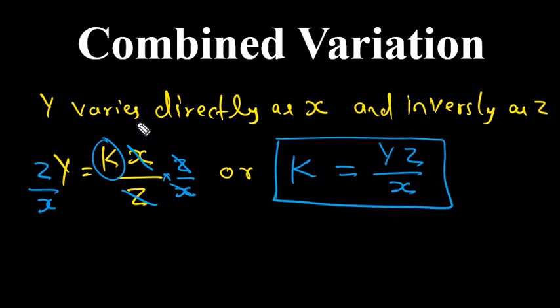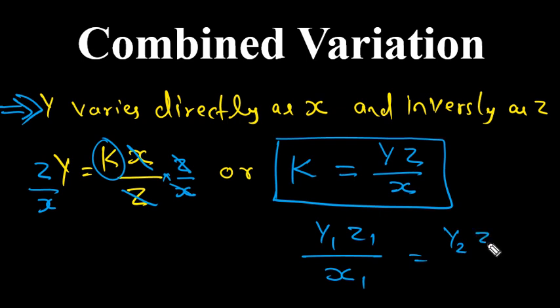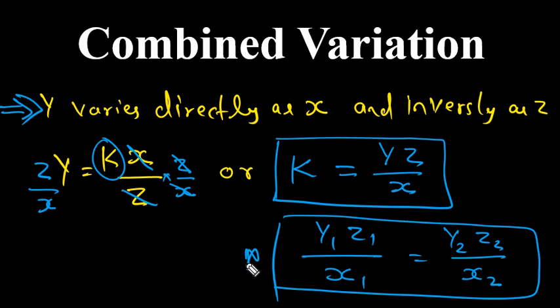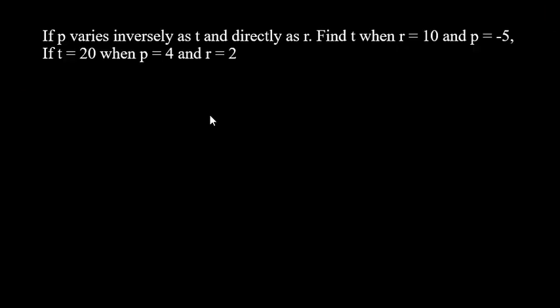Okay, you need to read this information carefully and then you can write the constant of variation. Since the constant of variation will remain the same, you can write this equation: y1 z1 over x1 equals y2 z2 over x2. So this is the useful information that you need to remember. Now let's try to solve some examples to understand this topic better.